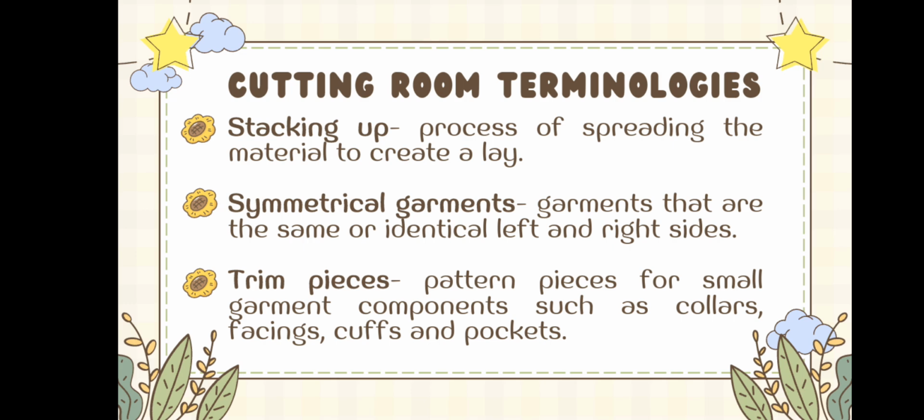The next is symmetrical garments. So these are garments that are the same or identical on the left and right side. So symmetrical means whatever is on the right is also on the left. The next, trim pieces. So these are pattern pieces for small garment components such as collars, facings, cuffs, and pockets. So they are called trim pieces.